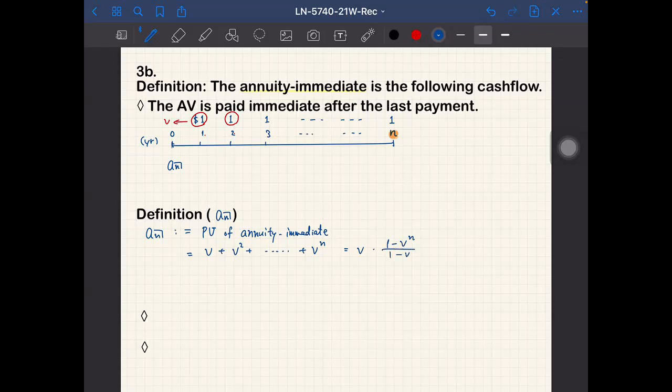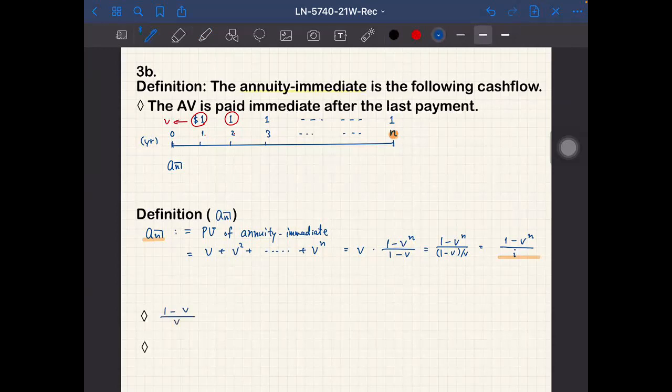But v over (1 minus v) is actually 1 over i. So, or we can say that this is (1 minus v^n) over (1 minus v) over v. And this denominator is i. So this is equal to (1 minus v^n) over i. So this is the formula for a angle n. And here we have used that (1 minus v) over v is equal to i.